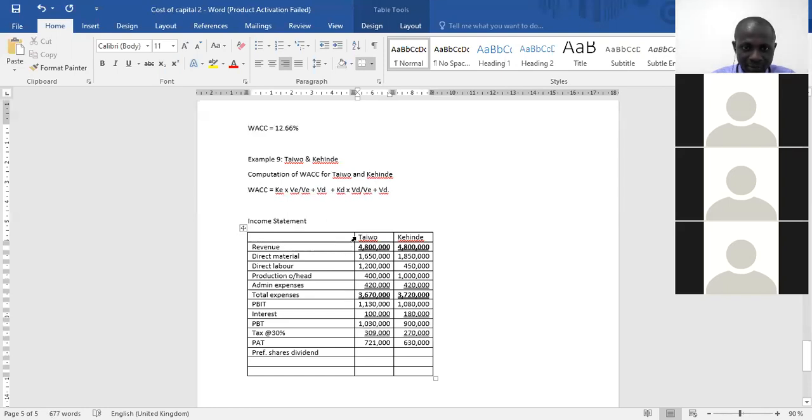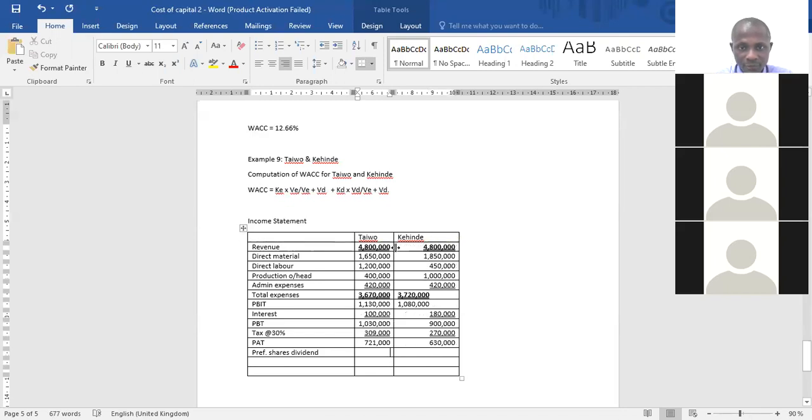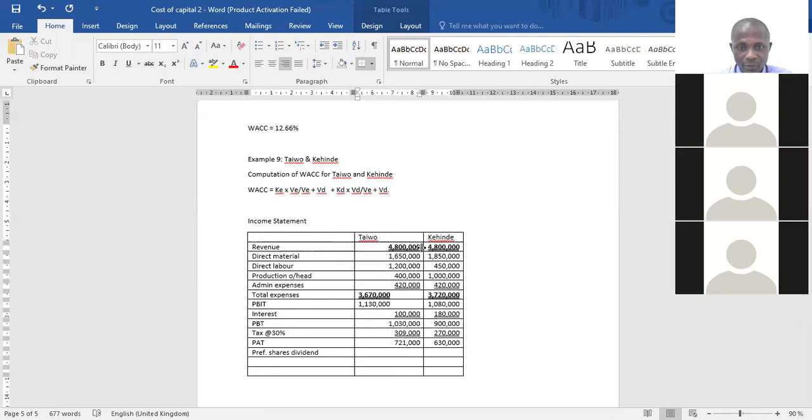So let me expand this so that I can put the calculation for you to see. Don't scatter my work, I beg. Let me expand this so that I can give enough space for the calculation I want to do.